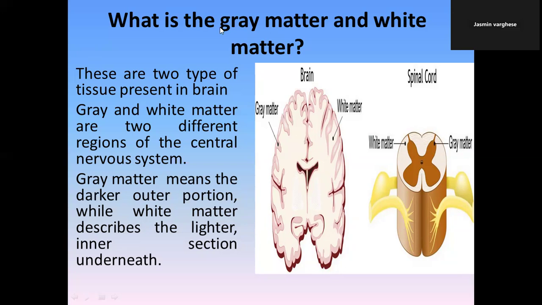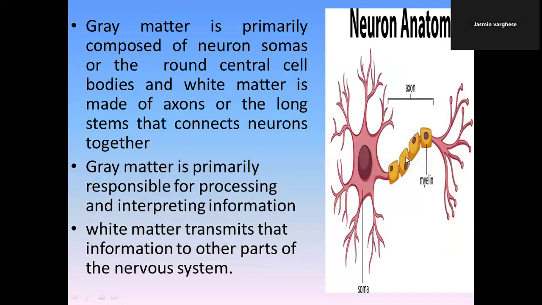In the spinal cord it is just the opposite. Inside you will see gray matter and outside you will see white matter. But gray is always dark and white is always light. Gray matter is primarily composed of neuron somas, or the round central cell bodies, and white matter is made of axons, or the long stems that connect neurons together.